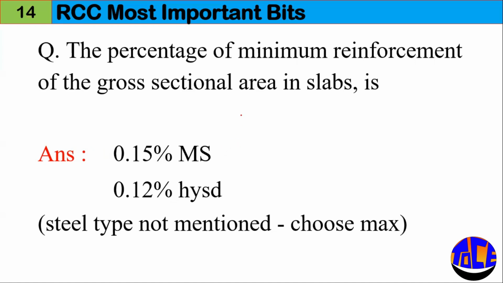So this minimum tension reinforcement depends on the type of steel in slabs. If it is mild steel, the minimum is 0.15% of gross sectional area, and if it is HYSD, the minimum is 0.12% of gross cross-sectional area. If the steel type is not mentioned, what do you have to do? You have to take the maximum of these two. So the maximum is 0.15, right? This will be the correct answer in case the steel type is not mentioned.